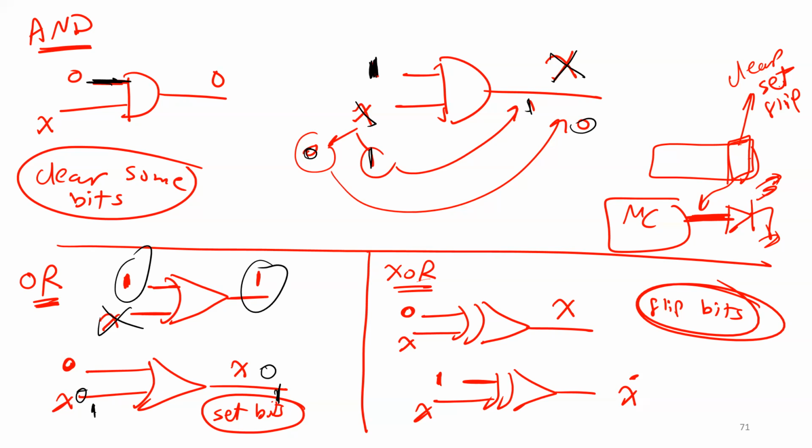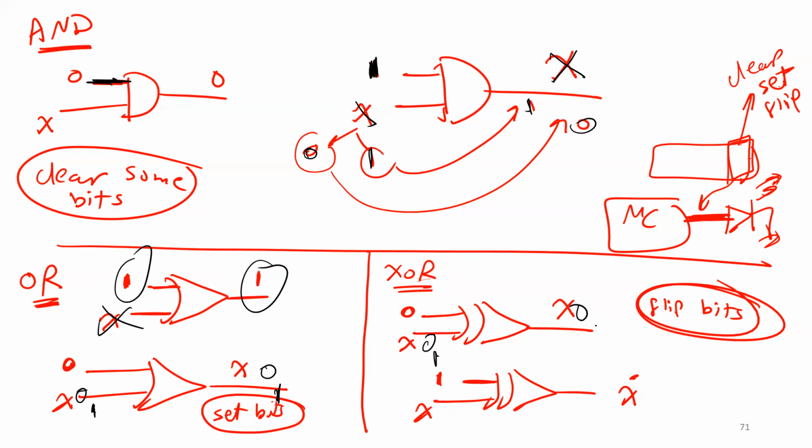Now, how does XOR work? As you see here, in XOR, guys, if one input is 0, the output is going to be similar to the other, and this one is X. Again, X can be 0 or 1, it doesn't matter. So I'm going to get X here. But if one input is 1, I'm going to get X prime here. X prime is the complement of X. That means here, if I have 0, I'm going to get 0.